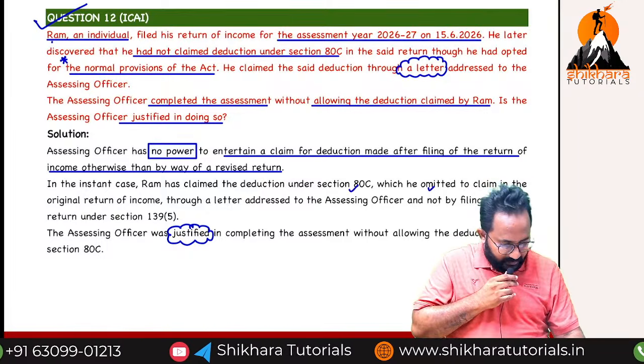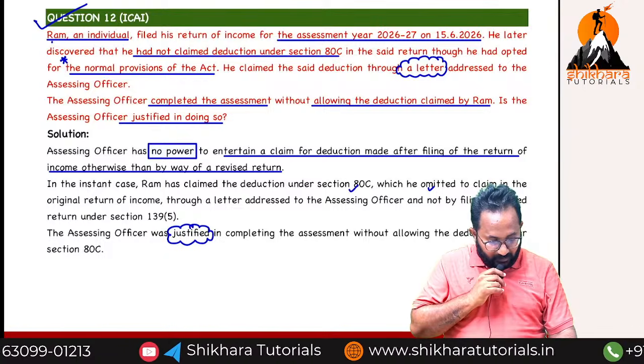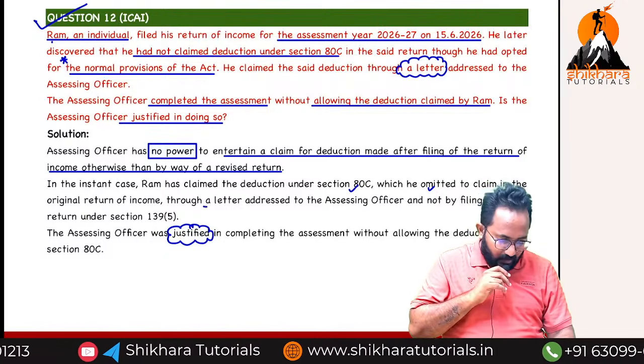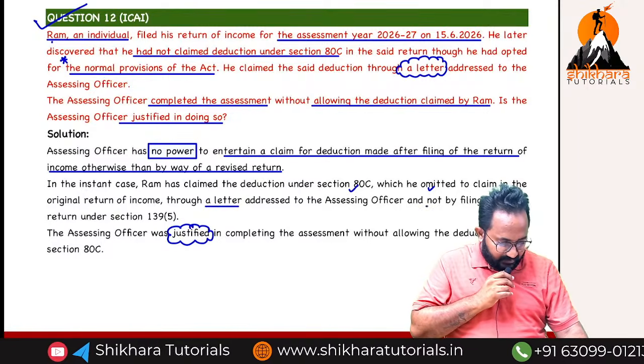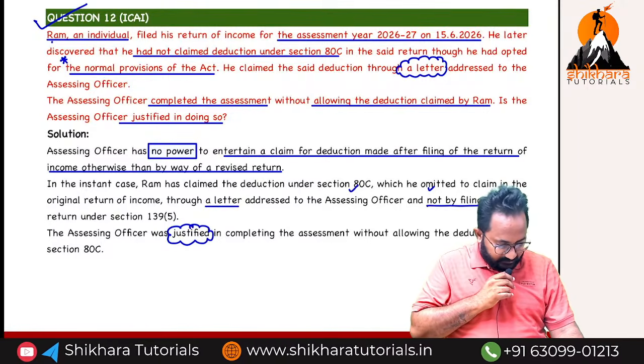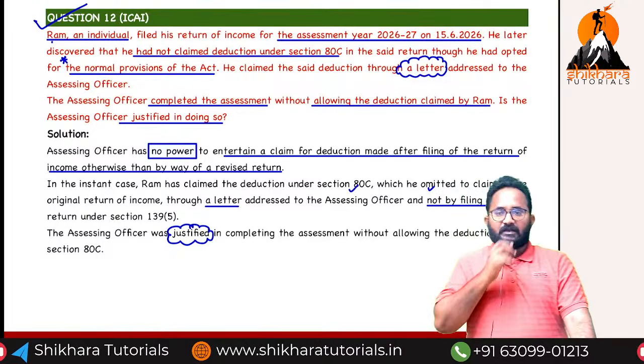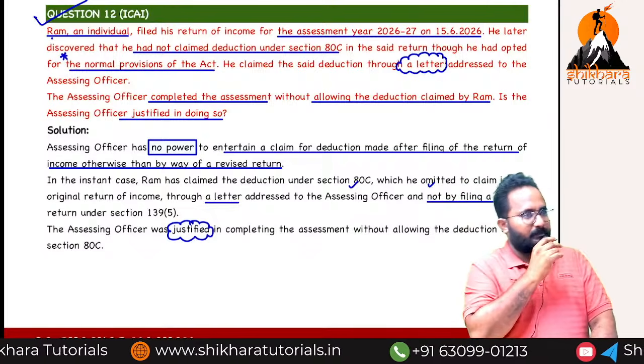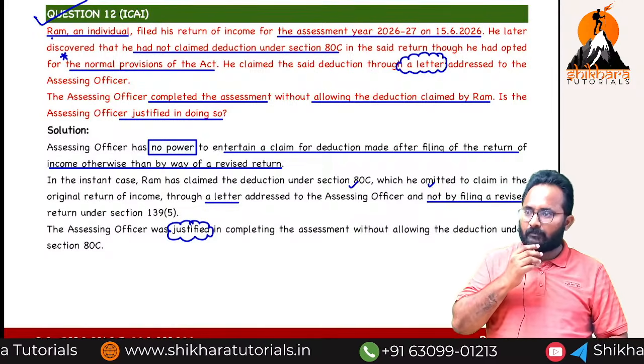Yes, you can file the revised return, but instead of a revised return, what do you send? A letter. That cannot be considered as a revised return. Sir, these are all past exam questions also.